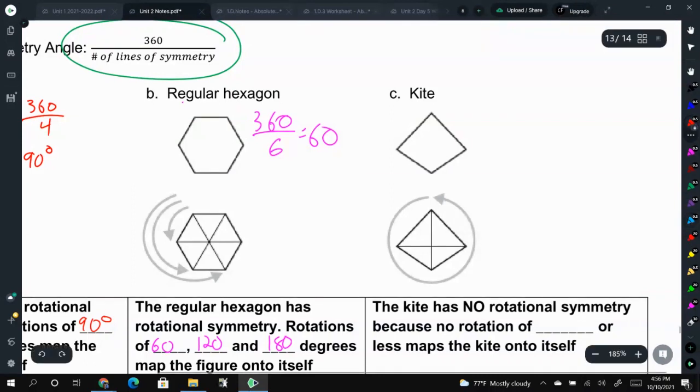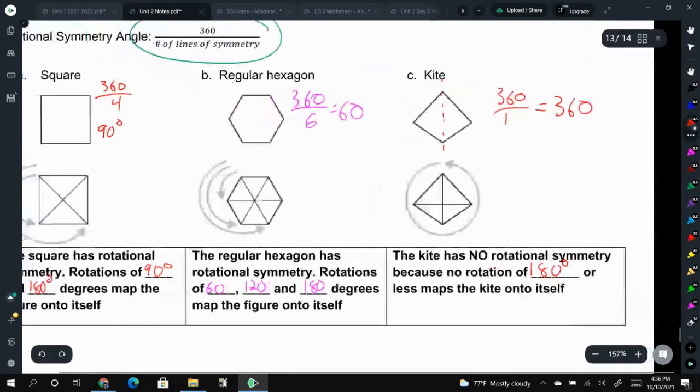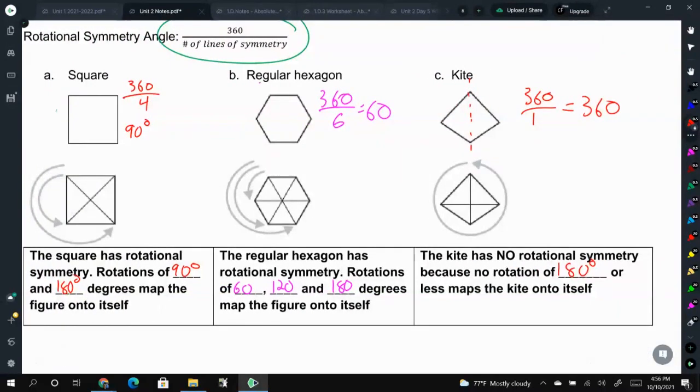Well, you can also find that using the formula as well. We have 1 line of reflection here, or 1 line of symmetry. If I do 360 over 1, that is still 360. So there are no rotations of 180 degrees or less that will map the kite or make the kite land on top of itself. So just because something has reflectional symmetry or line symmetry does not mean it will also have rotational symmetry.